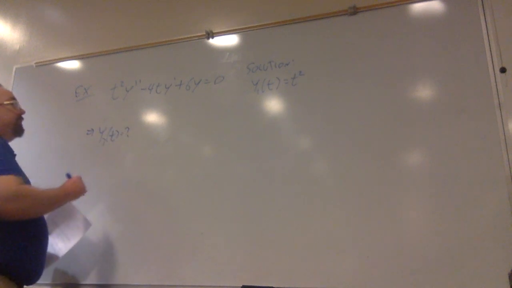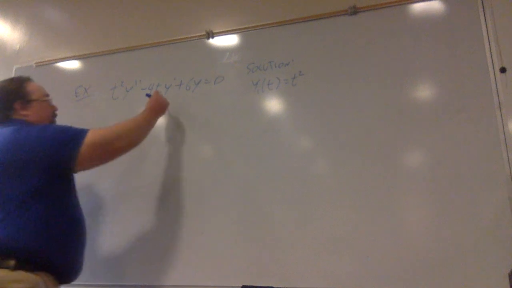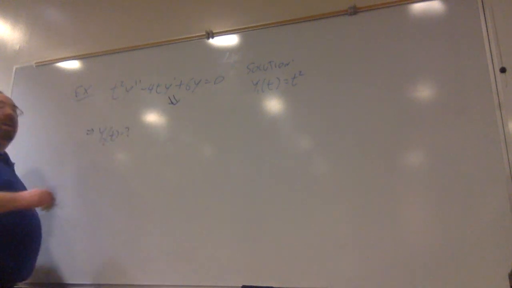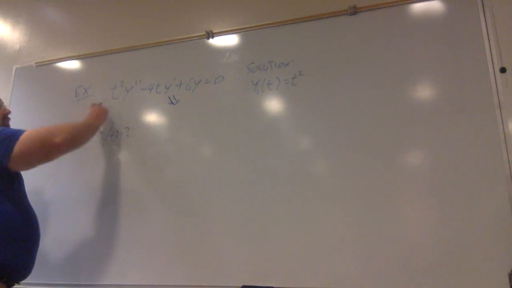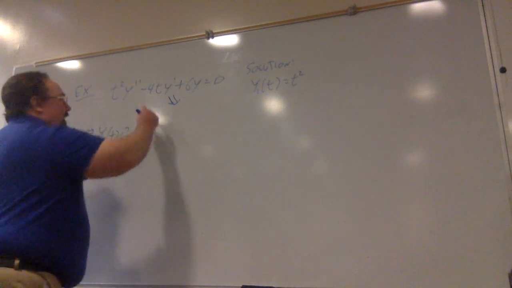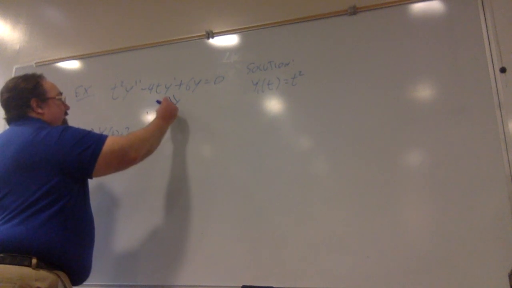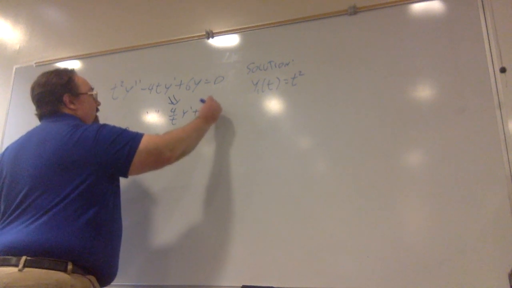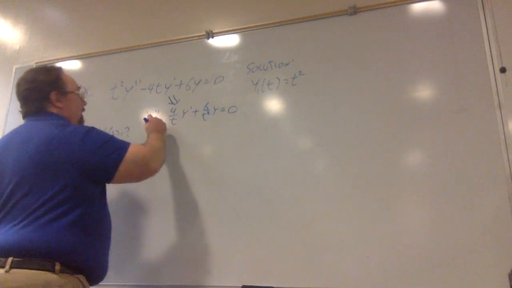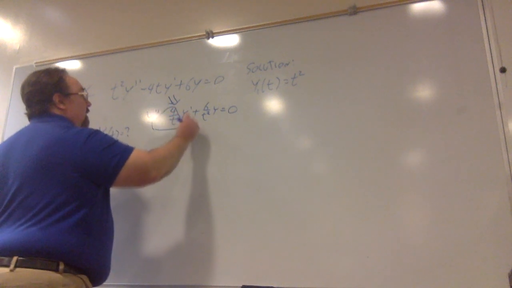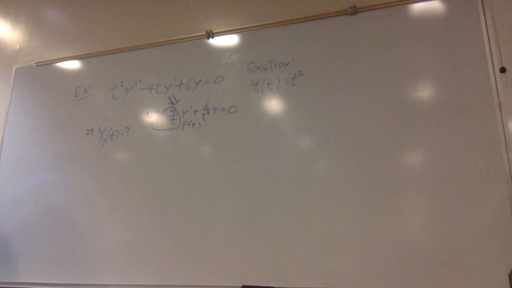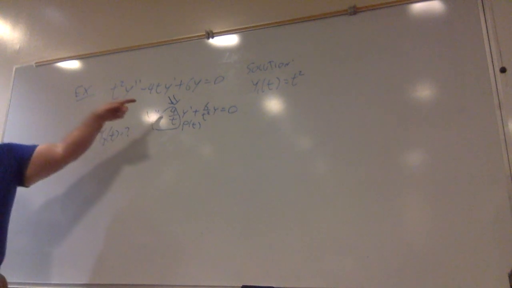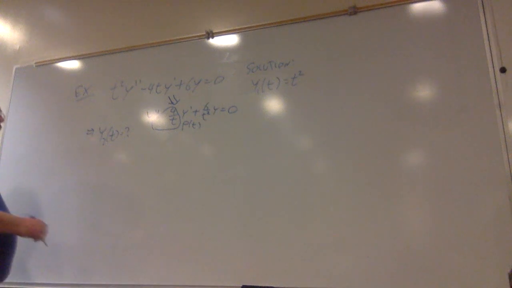So your job is to find y2 of t. Now before you begin, rewrite the equation so that the y double prime is by itself, coefficient of 1. So you divide both sides by t squared. And you get y double prime minus 4 over t y prime plus 6 over t squared y is equal to 0. So whatever's multiplying y prime, that is the p of t you need in the solution formula. So be sure to divide first if you need to before you apply the solution formula. Otherwise you get something wrong.